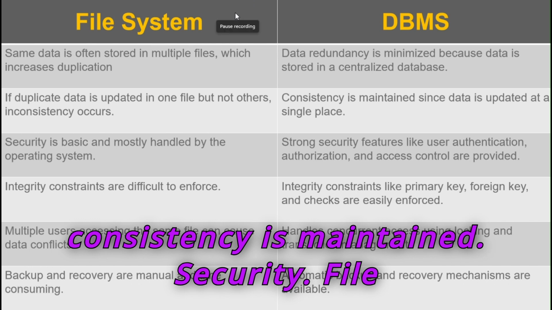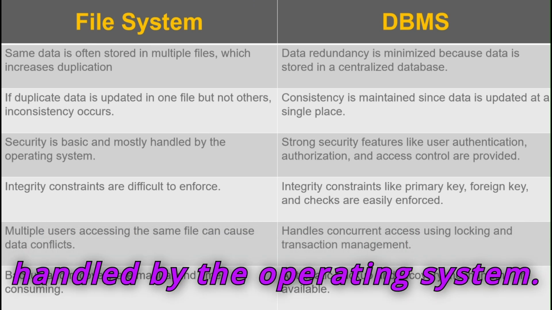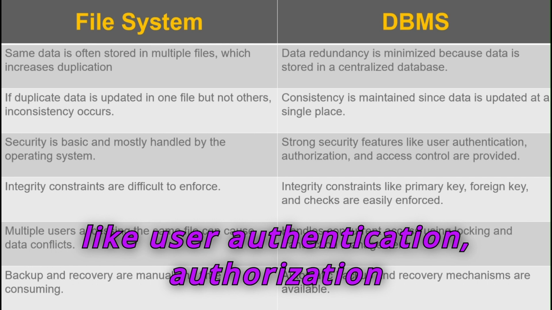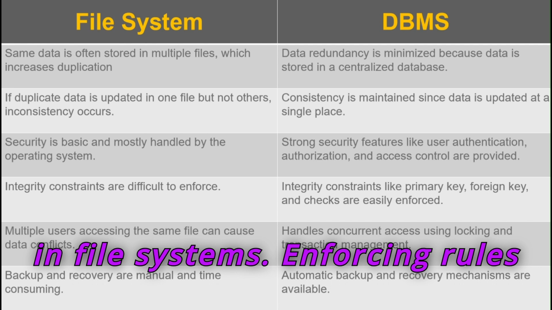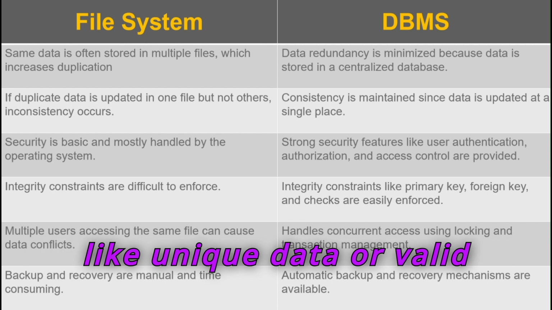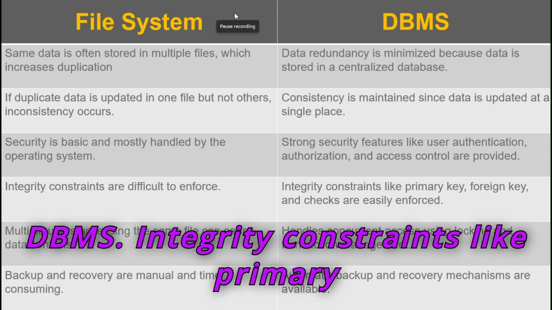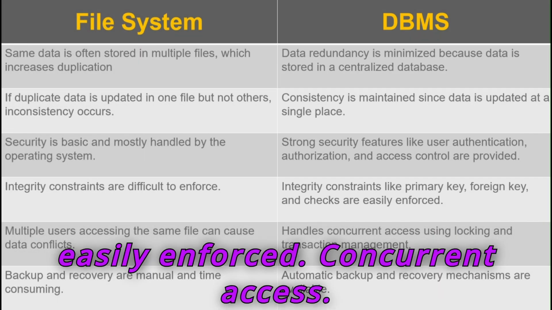Security. File systems provide basic security, mostly handled by the operating system. DBMS provides strong security features like user authentication, authorization, and access control. Integrity constraints. In file systems, enforcing rules like unique data or valid relationships is very difficult. In DBMS, integrity constraints like primary key, foreign key, and checks are easily enforced.